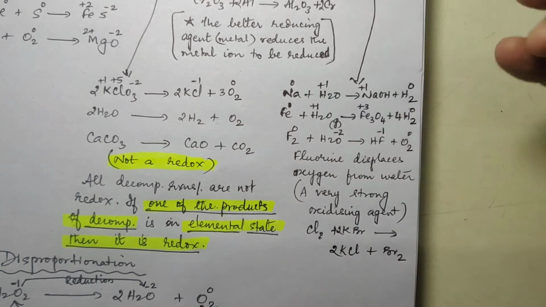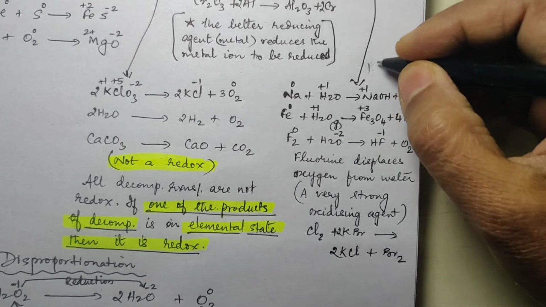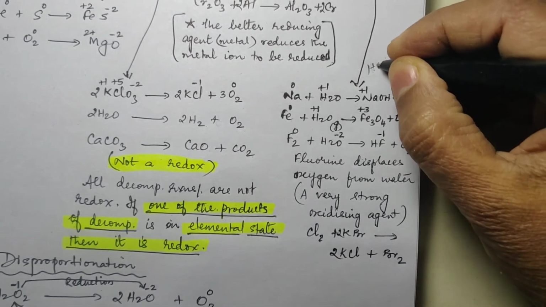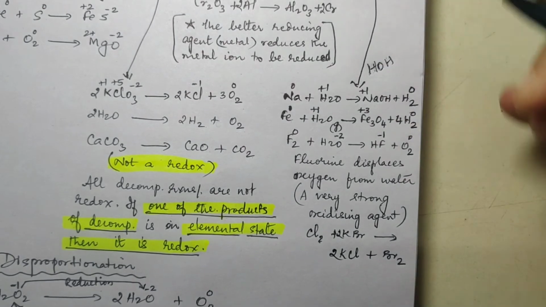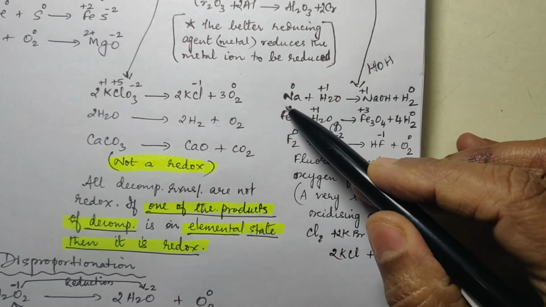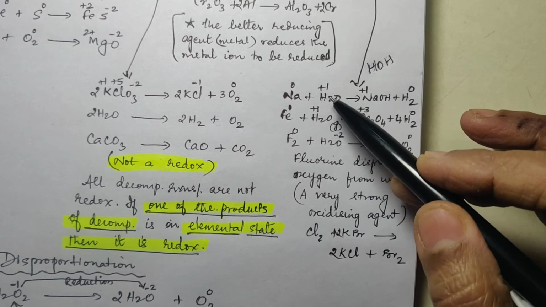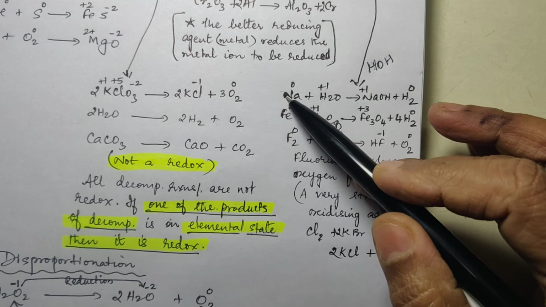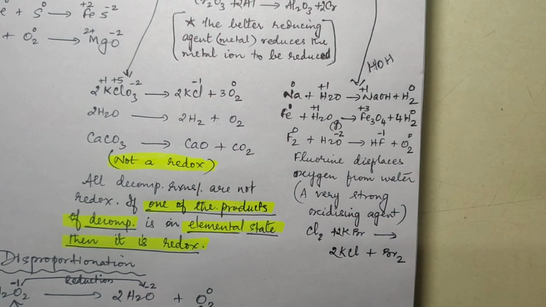Now water, if you consider it, write it as HOH. This is water, is it not? HOH is nothing but water. Now if hydrogen is displaced by Na, hydrogen is considered as a non-metal. So when a non-metal is displaced by a metal, it is called a non-metal displacement reaction.